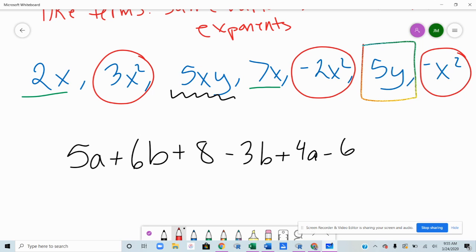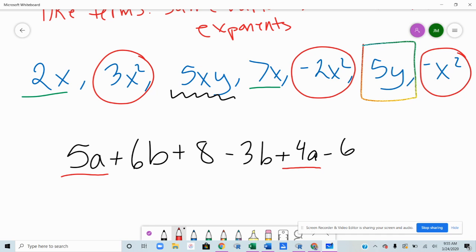Okay, so go ahead and write out this example on your piece of paper. 5a plus 6b plus 8 minus 3b plus 4a minus 6. So we're going to look first for like terms. Remember, with your terms, you've got to pay attention to your plus or your minus signs. So I've got a 5a. I'm going to look for any other like terms. 6b, 8, negative 3b, 4a, negative 6.